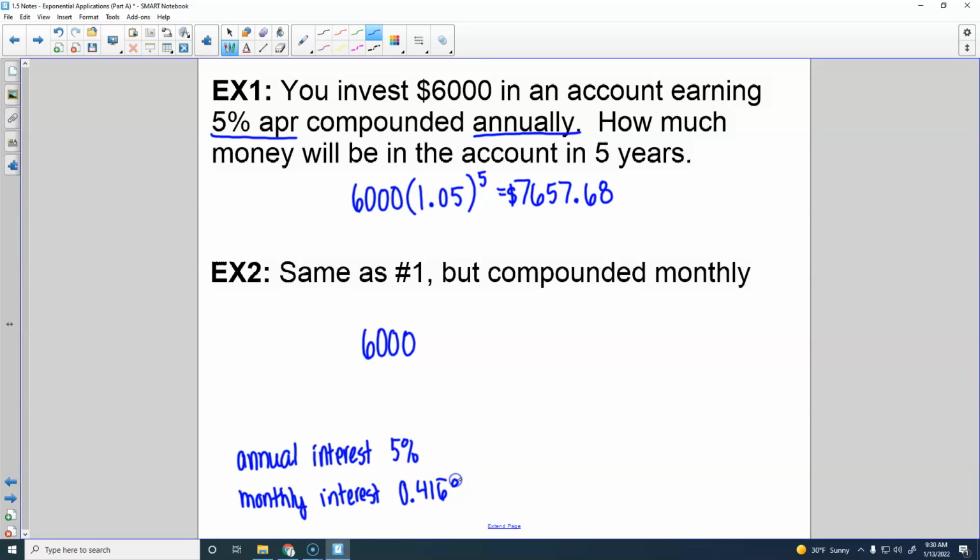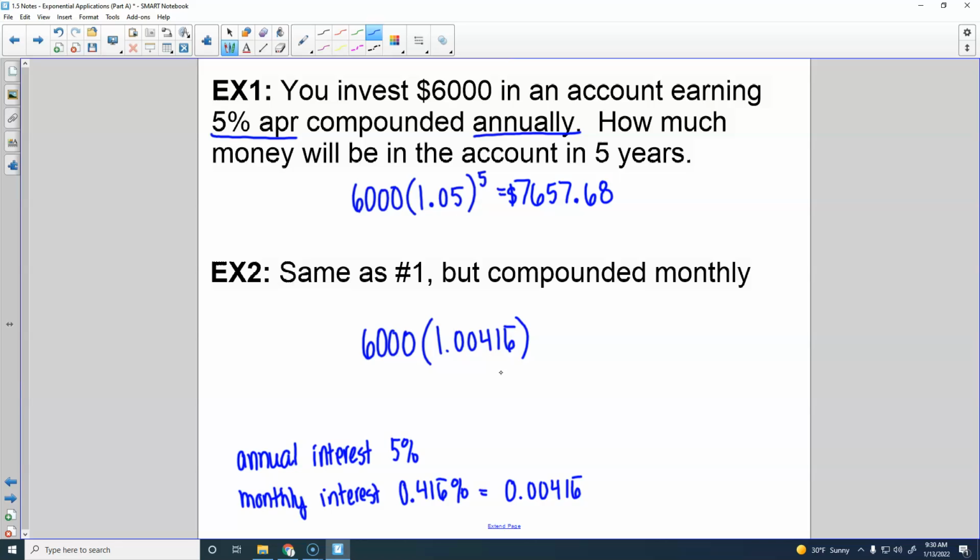0.416 repeating percent. So our number that we're going to use here, it does get a little tricky with this because that is a percent. It has a decimal in it, but it's a percent. So if I change this to a decimal, it's 0.00416 repeating. All right. So my number I'm going to use here is 1.00416 repeating.